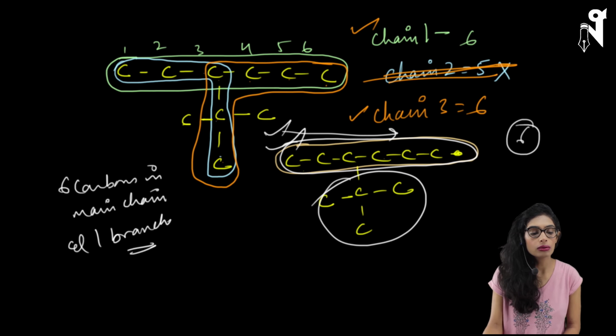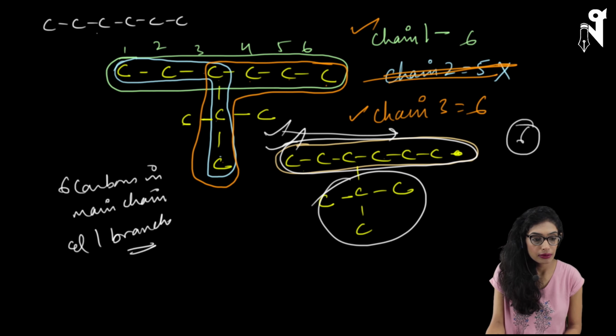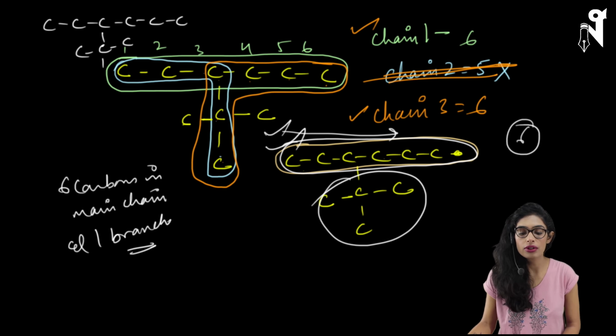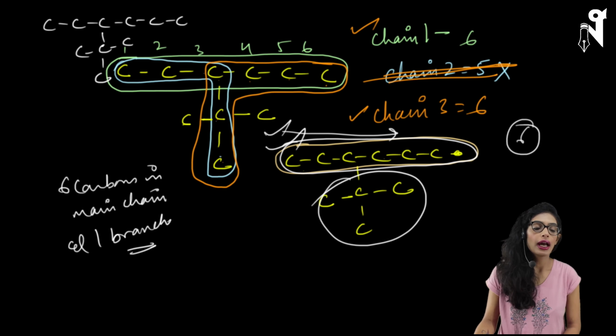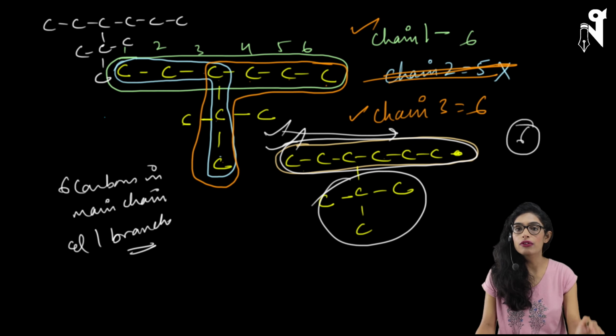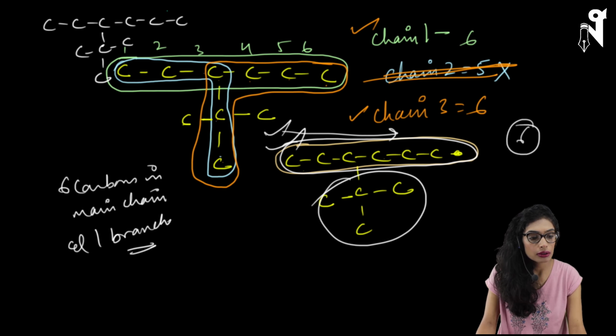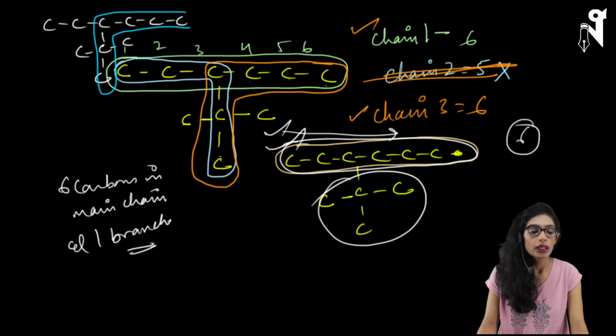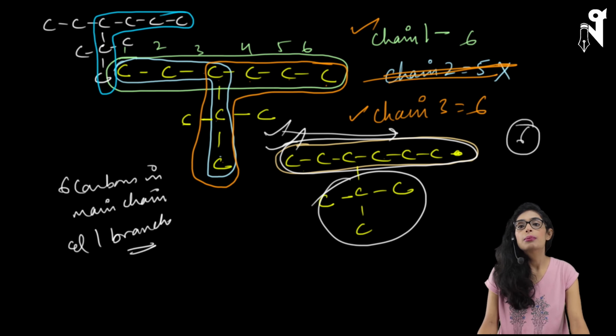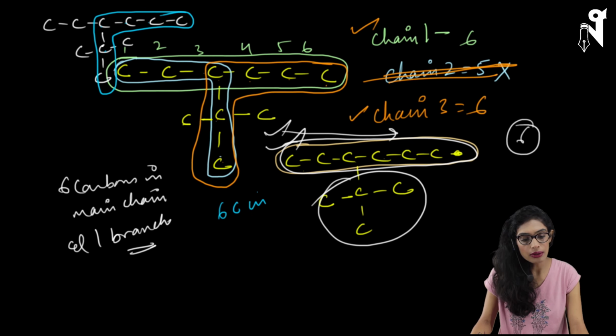Now, if I write it again, I've just rewritten the whole thing. And now I mark the other way of marking the chain. If I follow this, I have to see how many branches and how many carbons it has. So carbons are one, two, three, four, five, six. Six carbons in the main chain.